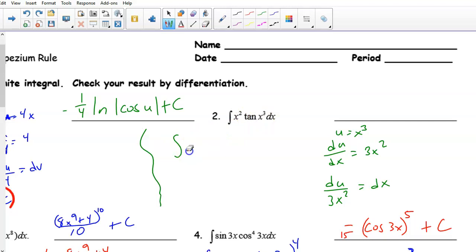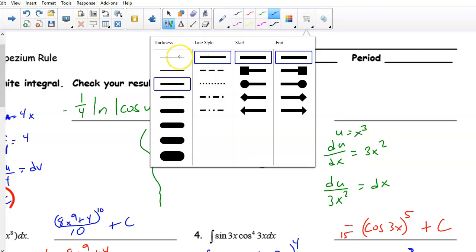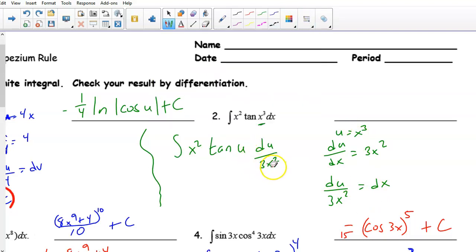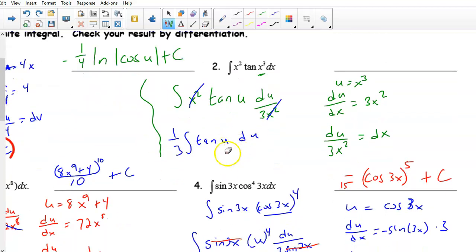So now I substitute that into the equation. So I have x squared tan of u, because I made x cubed u, and then du over 3x squared, because dx equals du over 3x squared, which we settled, right? So now, looking at this, you see that x squared right here and that x squared right here are going to cancel out, and I'm left with a 3 down here, so we're going to pull that 1/3 out. All right, du. And now we're going to integrate that, okay?